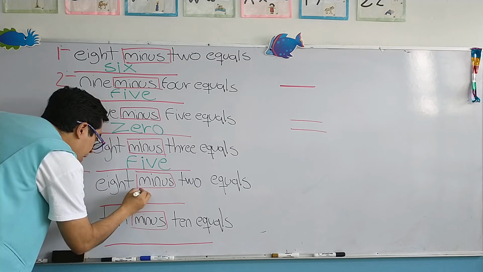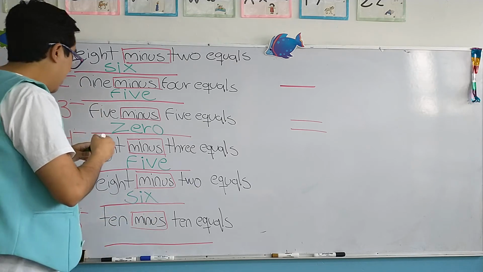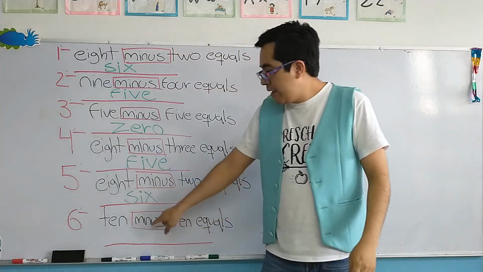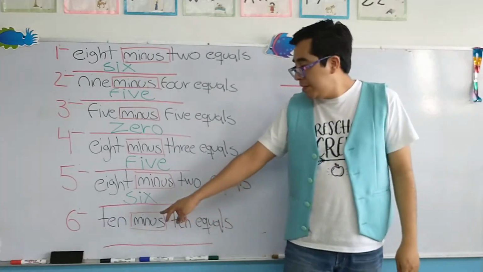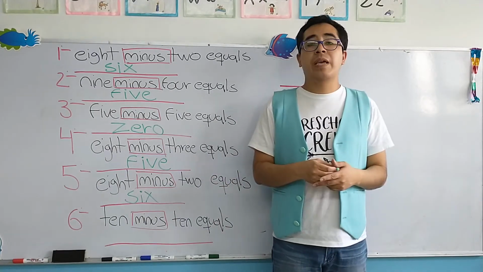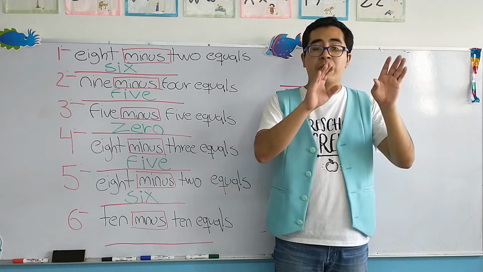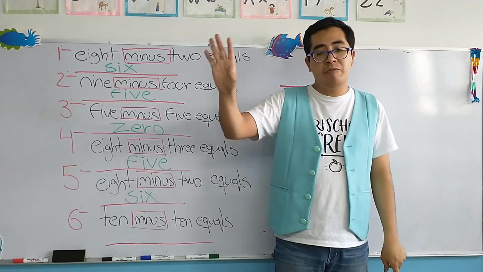S, I of Indian, X of xylophone. And finally, number 6. 10 minus 10 equals. Remember, equals, iguala, and the result.